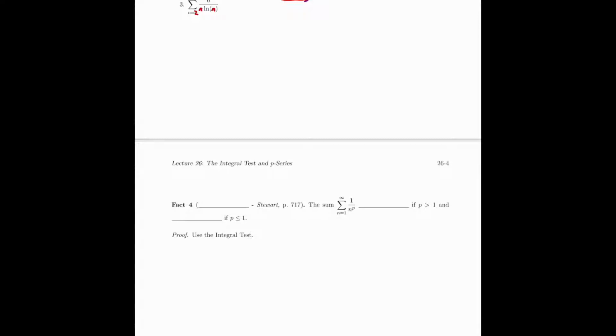Let's look at an example. First, note that the term 6 over x ln of x is continuous, positive, and decreasing on the interval 2 to infinity. Note that it's got to be 2 to infinity, not 1 to infinity. Otherwise, we'd be dividing by 0. So here, since we verified the conditions, we can use the integral test.